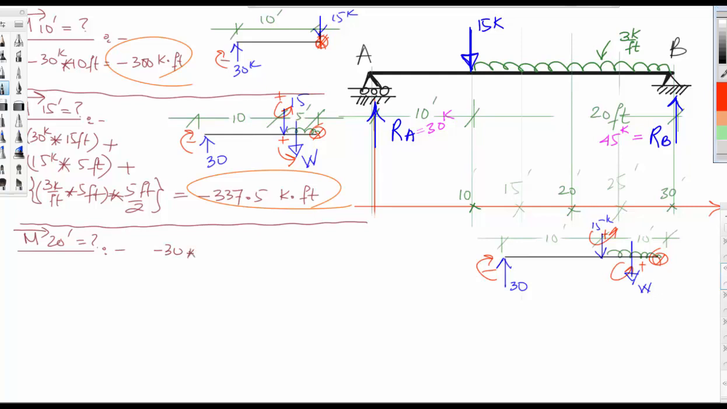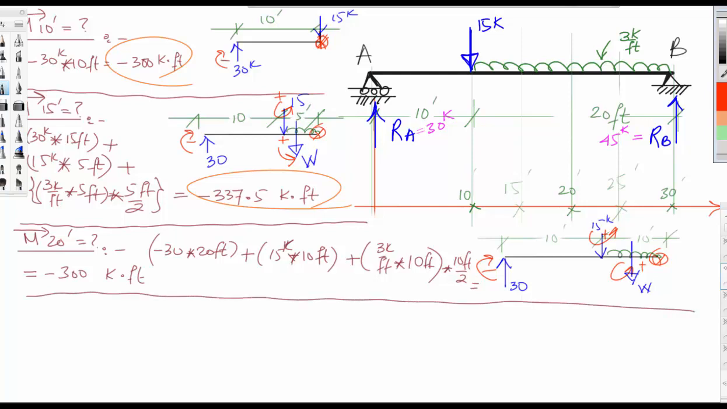Minus 30 multiplied by the entire distance, which is 20 feet, then plus 15 kips multiplied by this distance, which is 10 feet, then plus W, which is 3 kip per foot, and the distance is 10 feet, so this is again 10 feet multiplied by 10 feet divided by 2 is equal to, and this is equal to minus 300 kip foot.